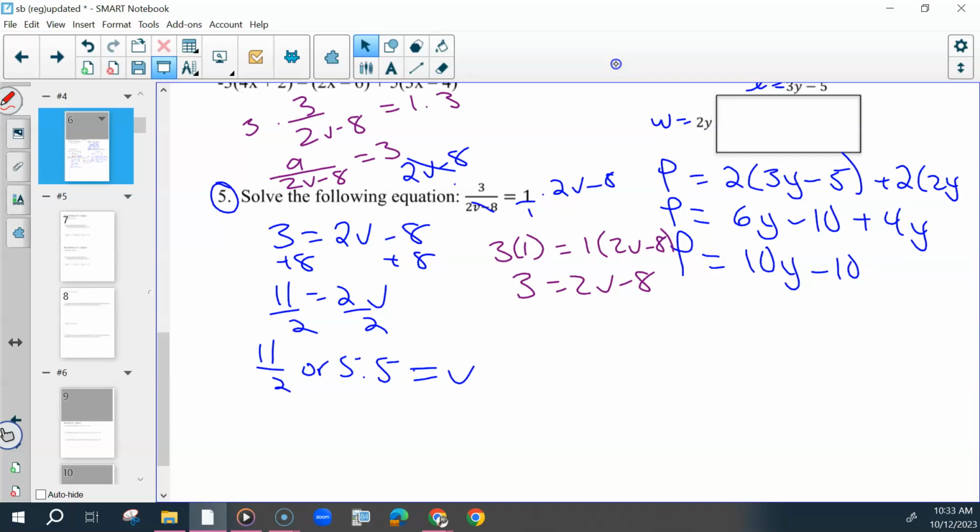How would that cross out and not be... Because we did one times 2b minus 8. How would that cross out? So these didn't cross out. You basically did 1 times this. But 1 times anything is just itself. And then it crosses out.